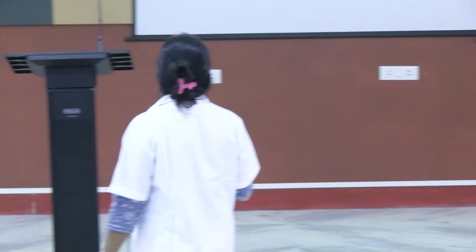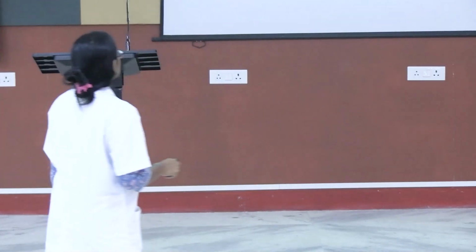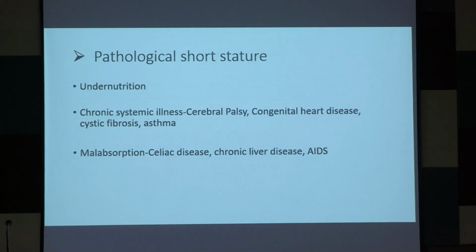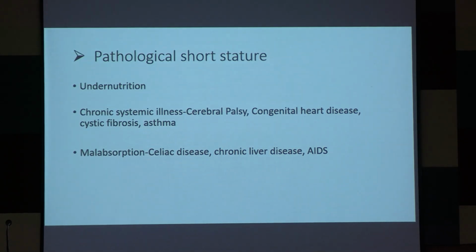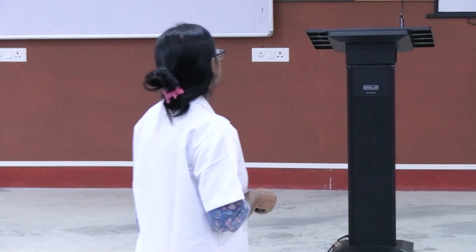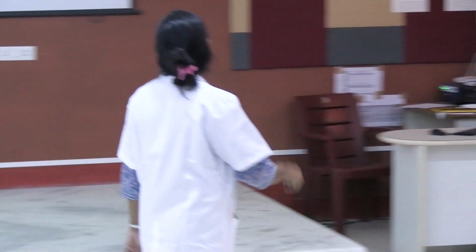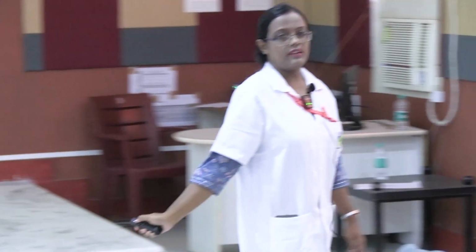What can be the chronic illnesses? Starting from the CNS, it may be cerebral palsy. In the lungs, any chronic lung disease like cystic fibrosis, asthma. Regarding the heart, any congenital heart disease, cyanotic, acyanotic. Coming down to the GI system, malabsorption. The child is taking the food, but it is not getting absorbed. So malabsorption, like celiac disease. Okay. Other than this, chronic liver disease, CLD, acquired immunodeficiency syndrome.